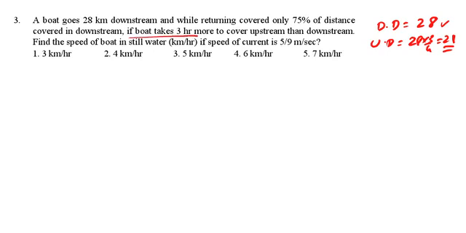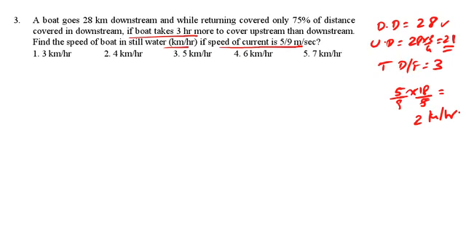It takes 3 hours more. So what is the time difference? 3 hours. So the time difference of upstream and downstream is 3 hours. Now the speed of the current is 5 by 9 meter per second. We want it in kilometer per hour. So you convert 5 by 9 into kilometer per hour. So multiply with 18 by 5. We will get 2 kilometer per hour.